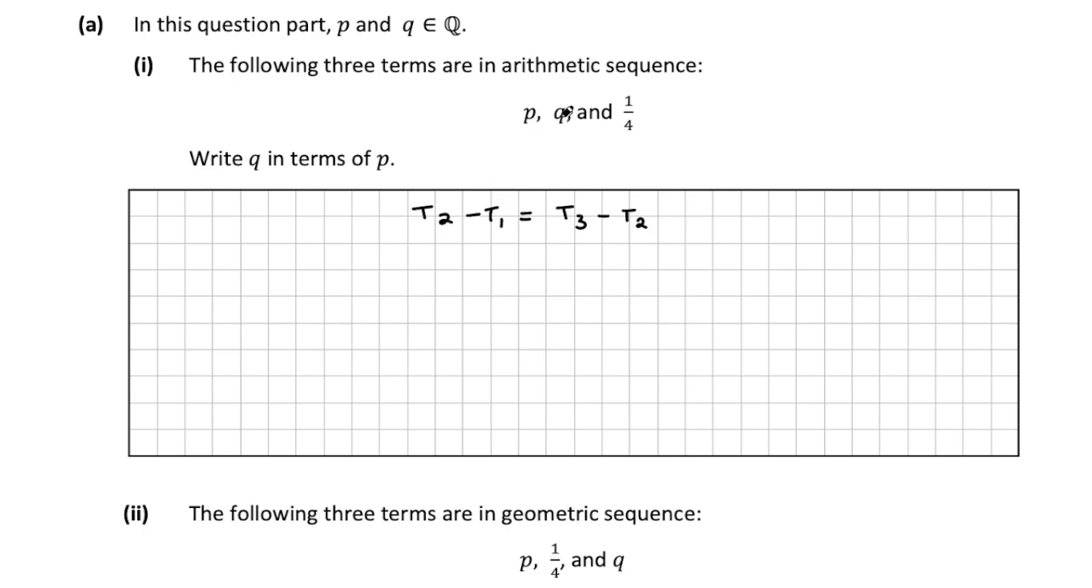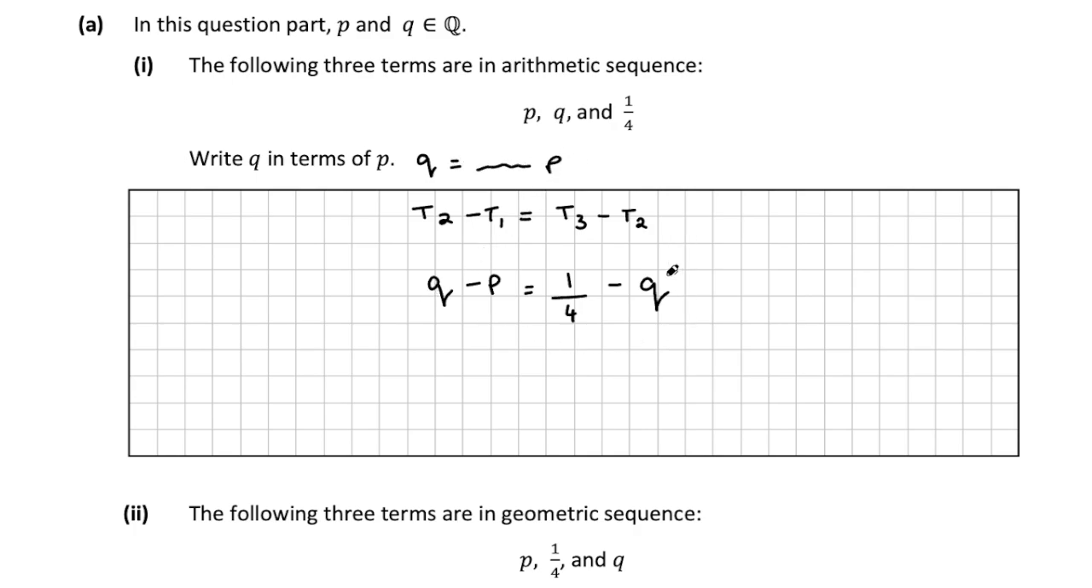Then I'm going to fill them in. Term 2 is the second term, which is Q. Then I'm going to have take away term 1, which is P, will be equal to term 3, which is 1/4, take away term 2, which is going to be Q. And the question wants me to write Q in terms of P. So what I would like here from this question is Q equals something with a P in it.